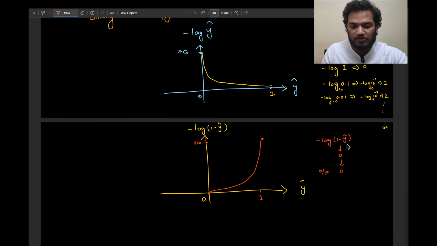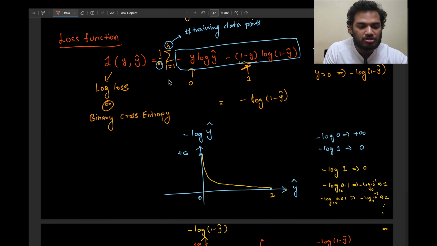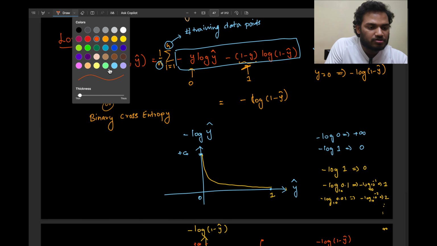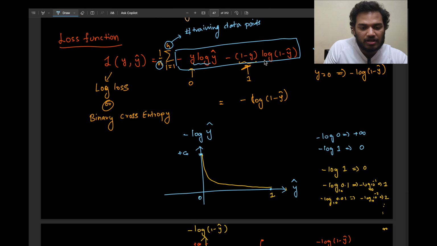Similarly, whenever we give y cap as 1, it will be outputting plus infinity. And this is how this graph looks like. Now, our loss function is a combination of these two, right? So here if you observe, this is one part and this is the other part. Sometimes this will get activated and some other times this will get activated.